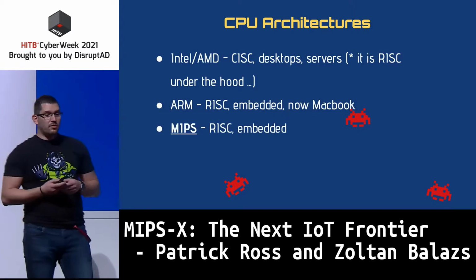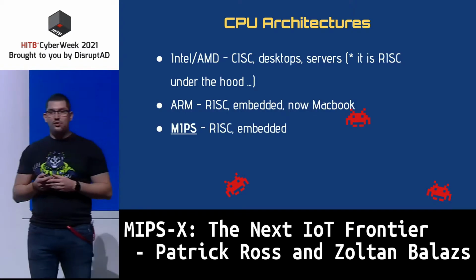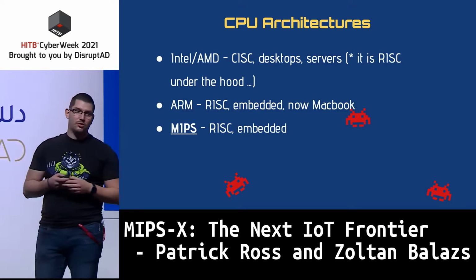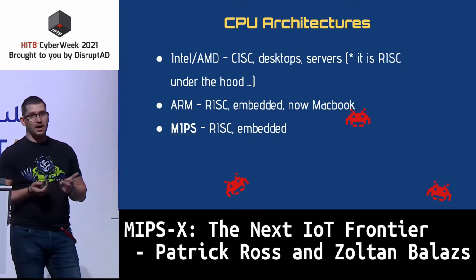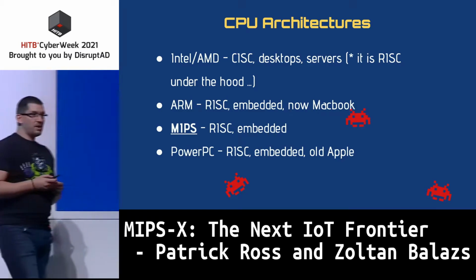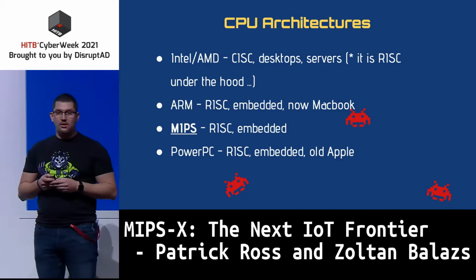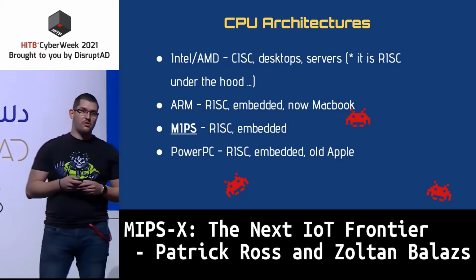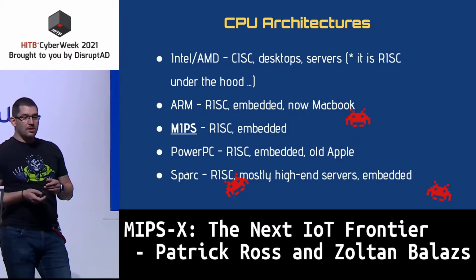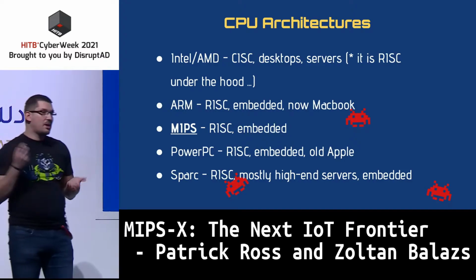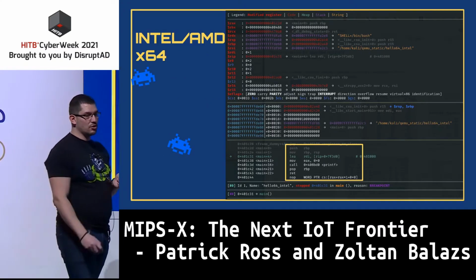There's the MIPS one, which is, again, reduced. You can find it in a lot of cheap IoT devices like IP cameras. There's the PowerPC CPU architecture. This is, again, a reduced one. You can find it, for example, in very old Apple hardware. There's the SPARC, and there are many different CPU architectures.